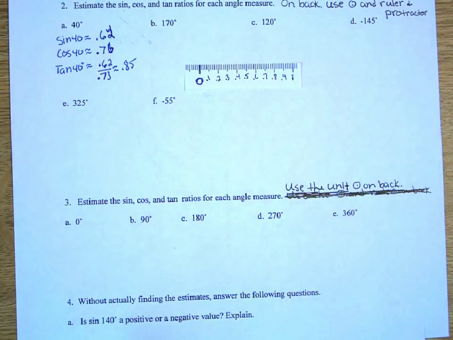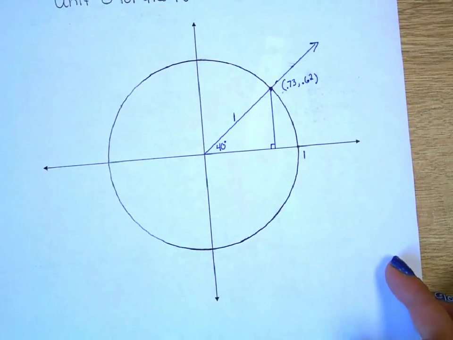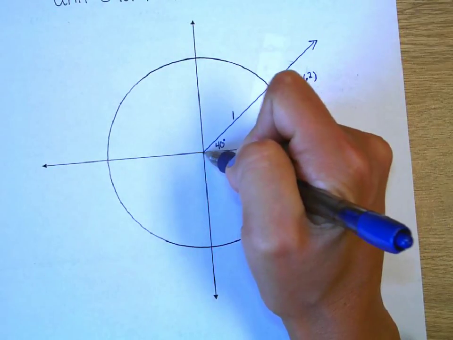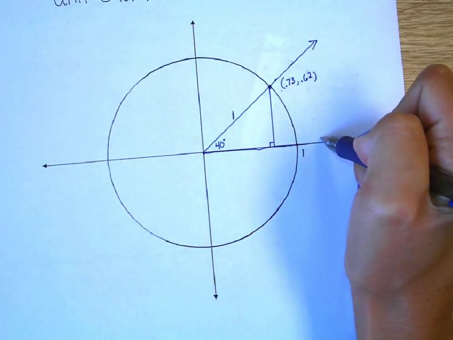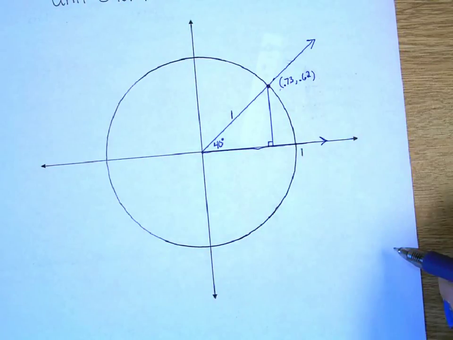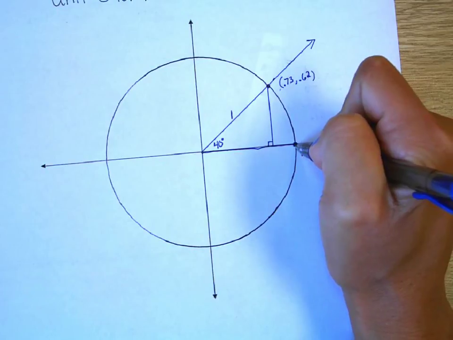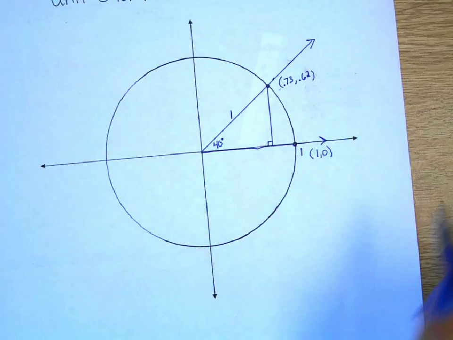I needed a point. I want these values for a 0-degree angle. Where is the 0-degree angle? On the x-axis. It's this one right here. So I'll draw the ray. Which point would be best for me to use? The one that's on the unit circle. What is the ordered pair here? 1, 0.